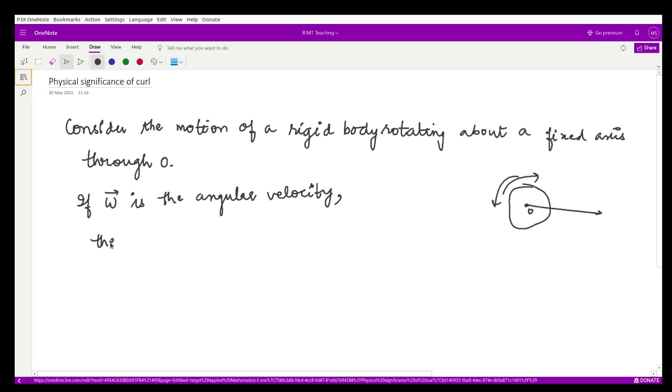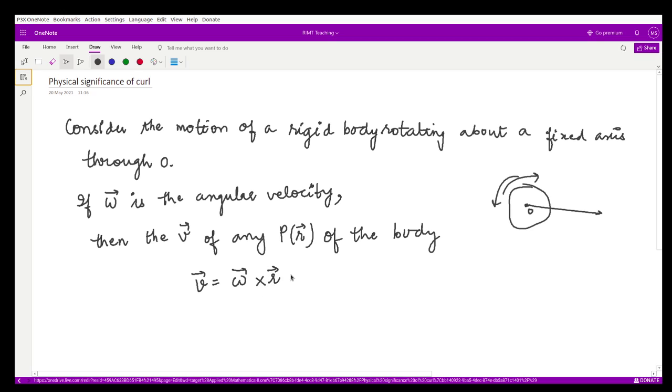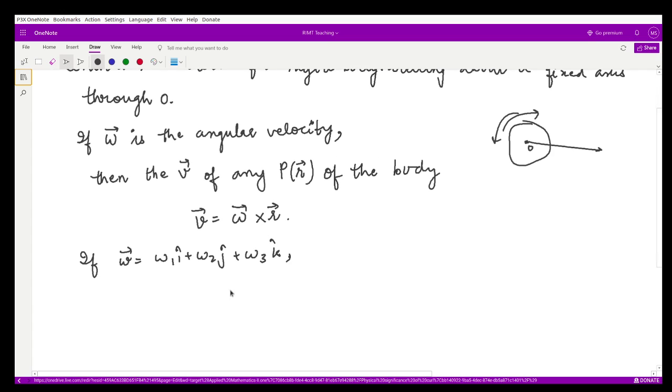Then the velocity v of any particle P, the linear velocity of any particle P having position vector r of the body, is given by the relation v is equal to omega vector cross vector r. This you already know, right? So if we assume the components of vector omega to be omega 1 i cap plus omega 2 j cap plus omega 3 k cap, what would be your v vector? Your vector v is going to be omega cross the position vector r.